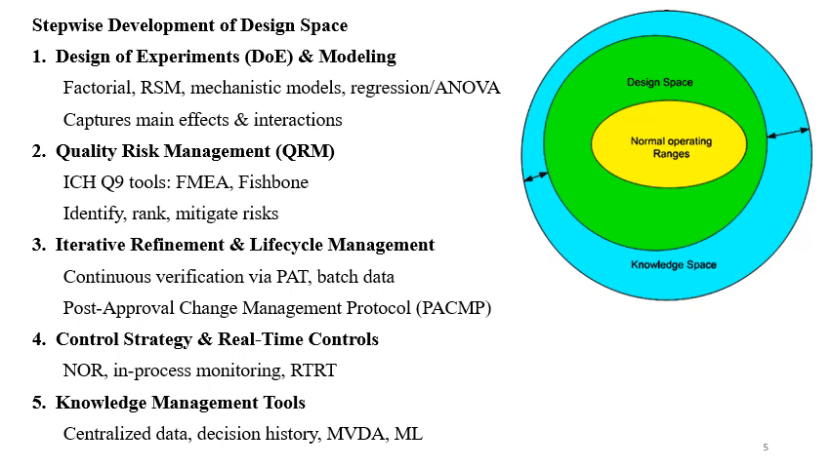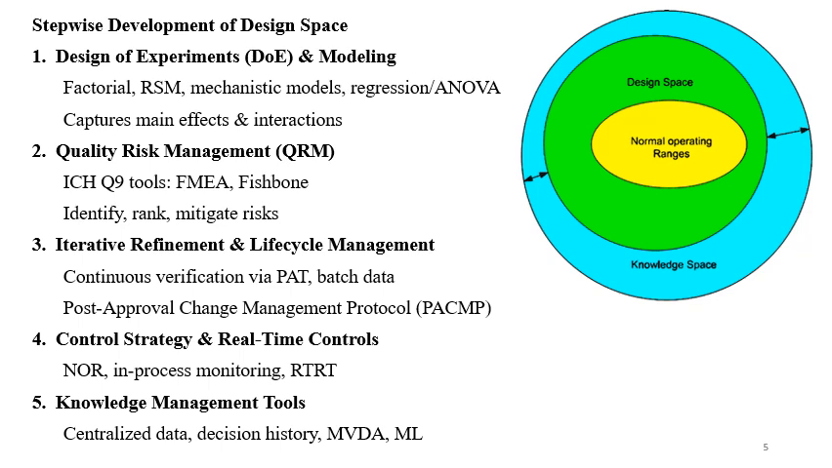Stage wise or stepwise development of the design space. So first is design of experiments, DOE or modeling. You can use any of the designs like factorial, RSM, mechanistic models, regression, ANOVA, which can capture the main effects and the interactions of the variables with the responses. For example, the independent variable is the mixing time and the dependent variable is the blend uniformity.